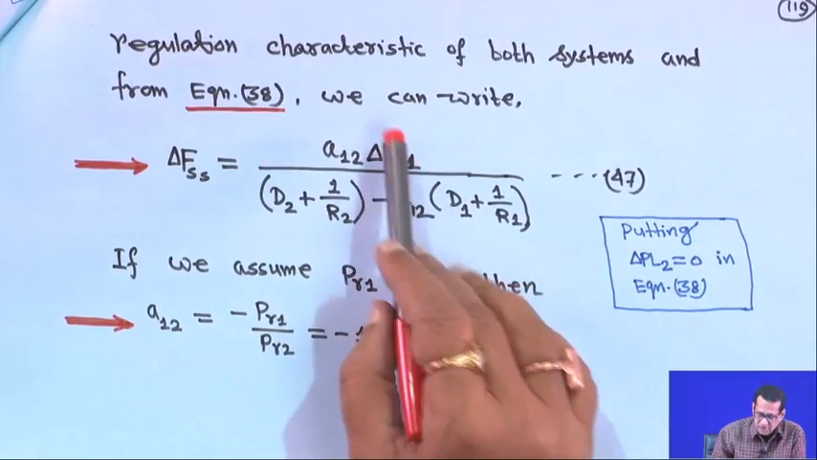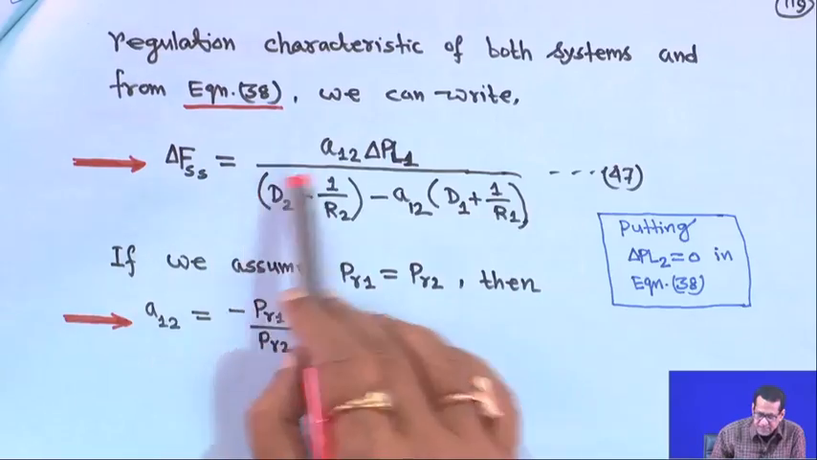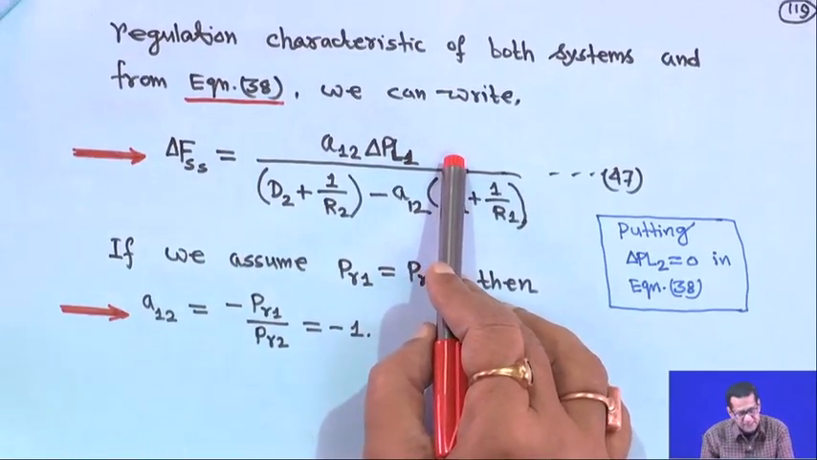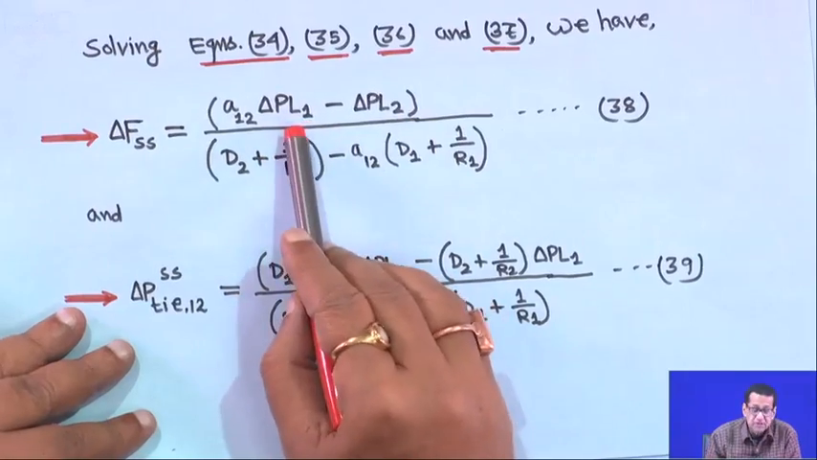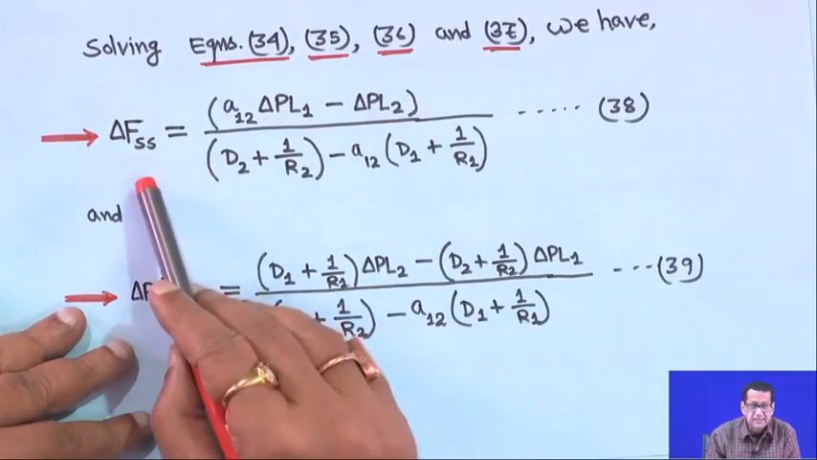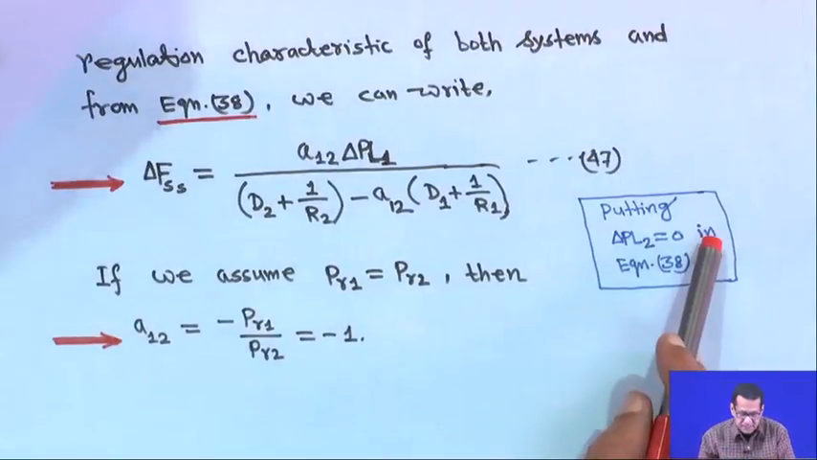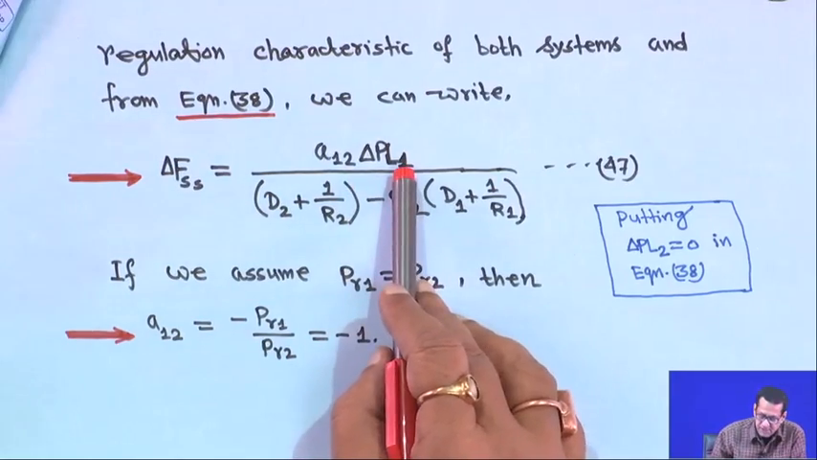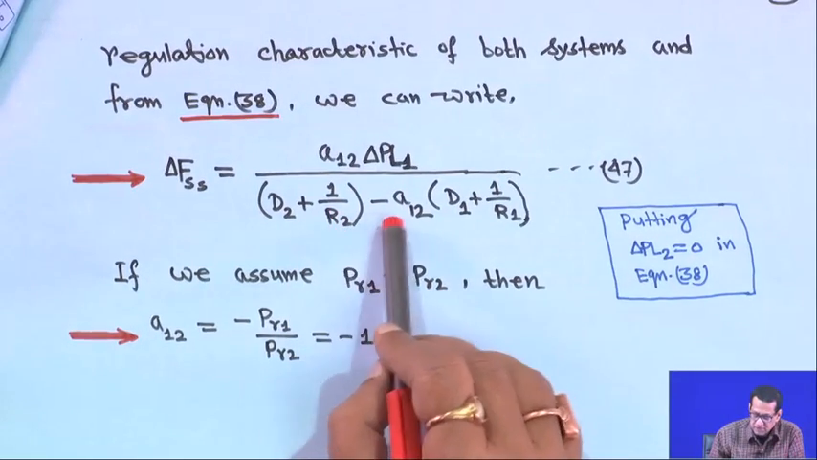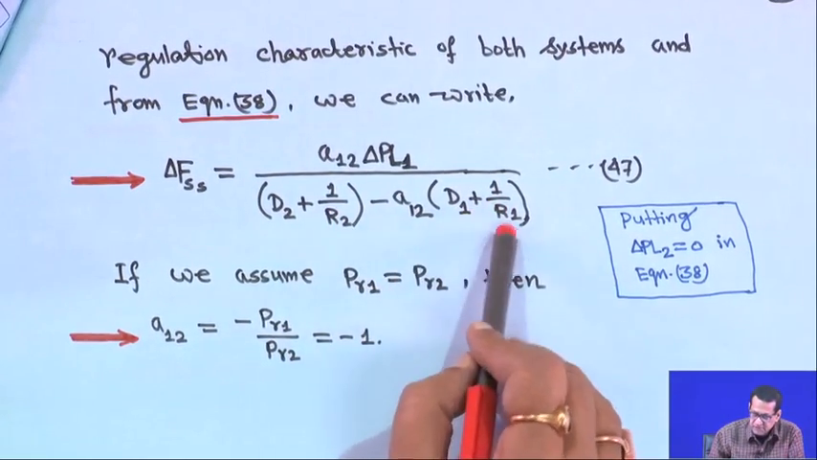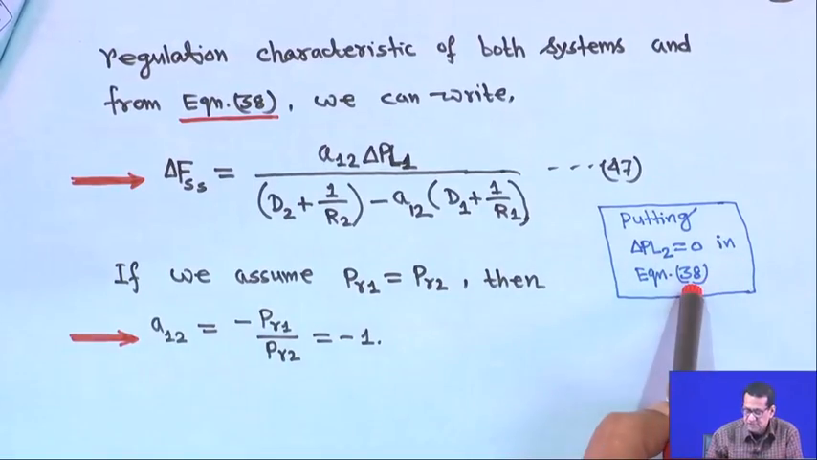So we can write the steady state value if delta PL2 is equal to 0. Here in area 1 only the load has increased and delta PL2 is 0, then delta F SS is equal to A1 a12 delta PL1 upon D2 plus 1 upon R2 minus A1 a12 D1 plus 1 upon R1, putting delta PL2 equal to 0 in equation 38.